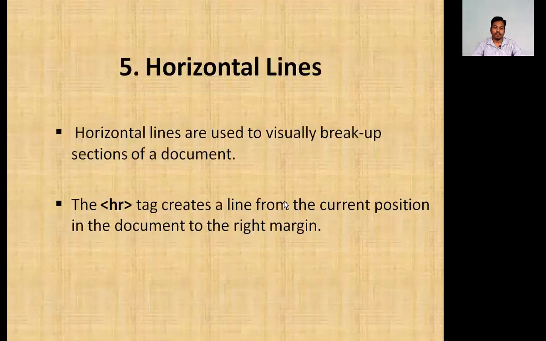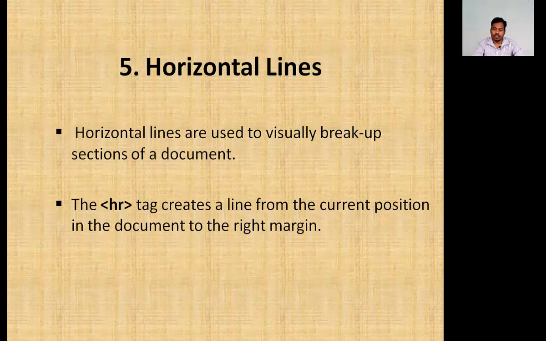After this, next is horizontal lines. Suppose you are creating any document or any form, and you want to draw a line in between the paragraphs or something like that. You want to draw a horizontal line. So what can you do? You can use the horizontal tag.